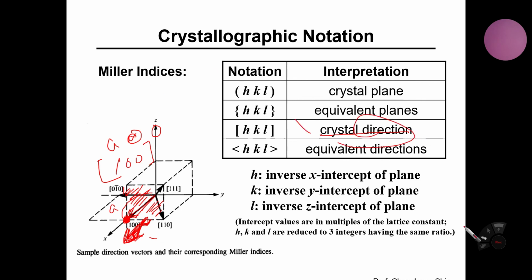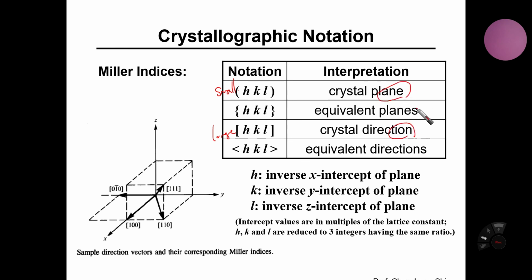Whenever I'm teaching Miller indices, always think about this one. This is a small parenthesis. This is a large bracket. And this is a plane. This is a direction. So in Korean words, I'm sorry to use the Korean alphabet, but you may be very familiar with this simple Korean alphabet.